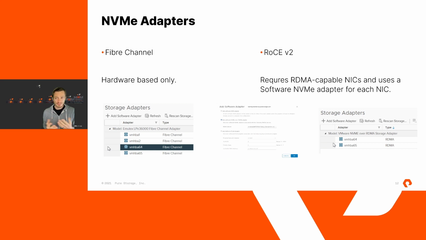RoCE v2 is similar conceptually. You do need RDMA-capable physical NICs, but VMware actually offers a software version of the NVMe adapter that sits on top of this. There's a lot of reasons for this. One of them is the fact you don't assign IP addresses to physical HBAs in a VMware environment. You assign them to VMkernel ports. So essentially what happens here is that you have an underlying NIC, you have virtual NVMe adapters that get created, and you map them to the NIC that you want it to use. And I'll walk through that process a bit later.